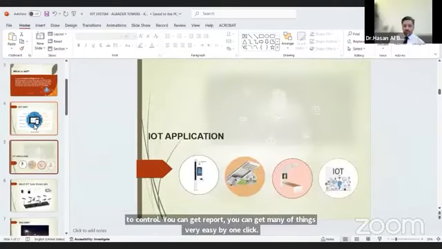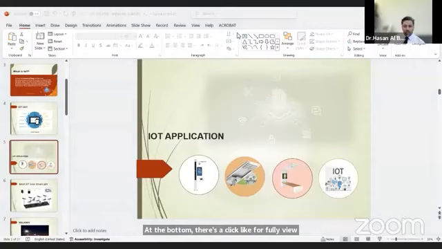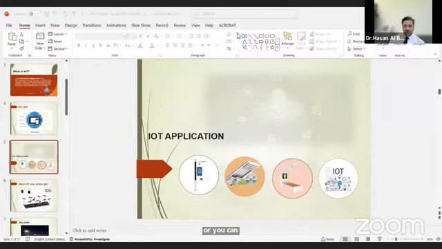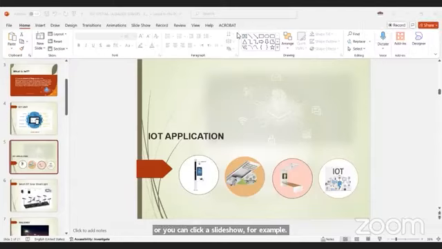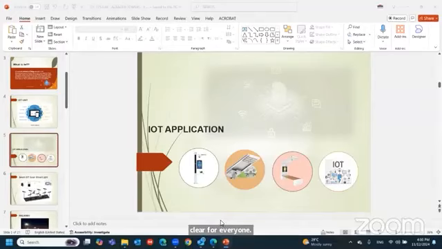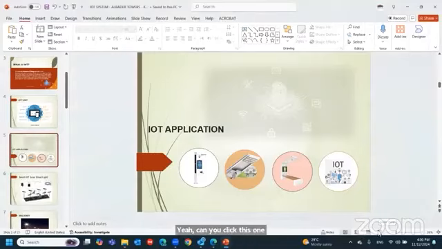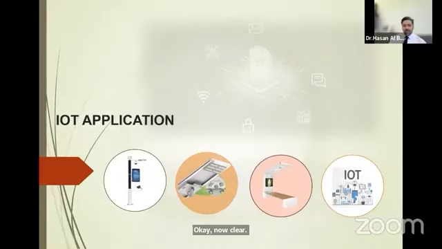So, Mr. Ibrahim, sorry for the interruption, but if you can just put the screen view on top, the full view. Okay. At the bottom, there's a click for full view of your presentation. Or you can click slideshow, for example. Sorry for the interruption, just so the slide is more clear for everyone. Is it okay now? Or the same? It's the same, but at the bottom, yes, here, where your mouse is at the bottom of the slide. Yeah, can you click this one? Yes. Okay. Now clear? Great, super. Thank you. Thanks for your help.